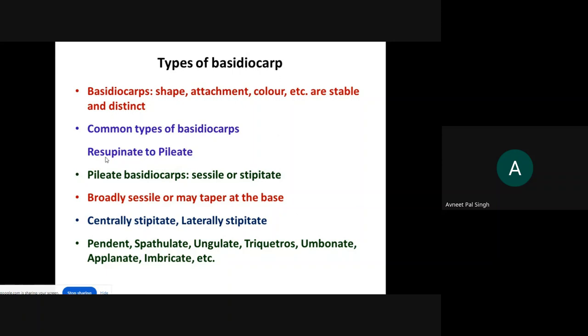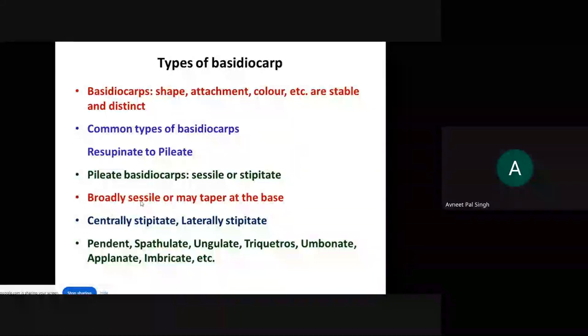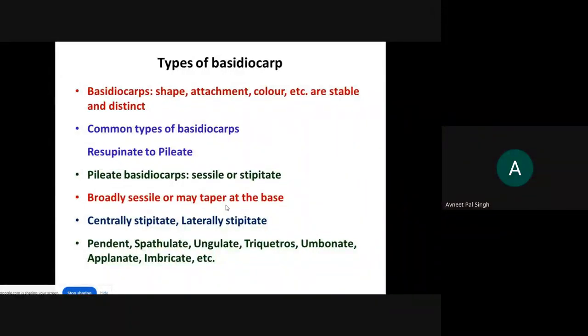First, we have to look whether they form a sheet or a distinct pileus, or there is some intermediate stage. If we have a pileus produced, then we have to see whether that pileus is sessile or stipitate. If there is a stipitate fructification, we have to look for the position of the stipe. Is it dorsal, central, eccentric, or dorsolateral? In some cases, the fructification is broadly sessile and may taper slightly towards its base. These are the things which we need to look upon when we capture a specimen in the field.